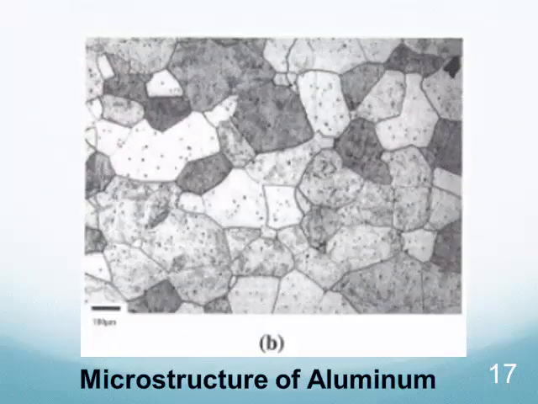Here is the microstructure of aluminum. There are two types of grains, the white grain and the black grain, and each grain is separated by boundaries.